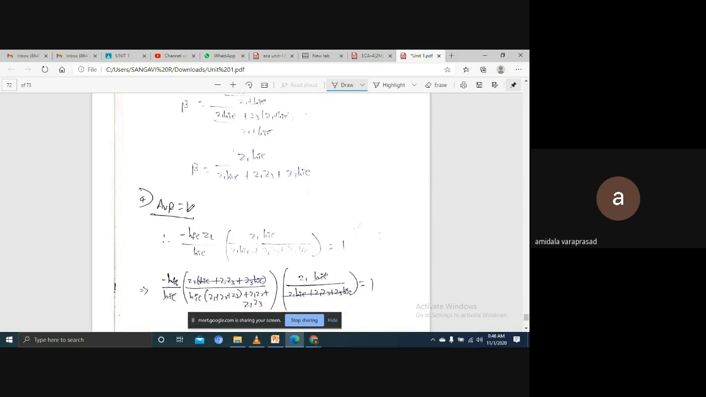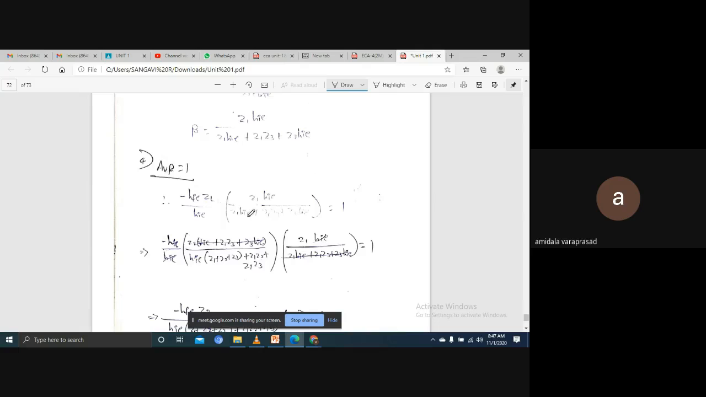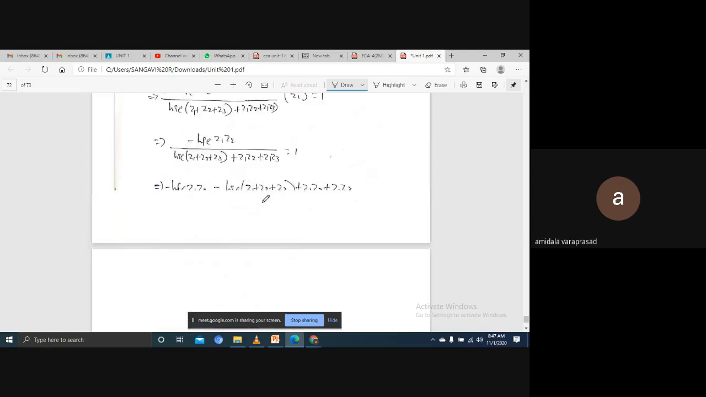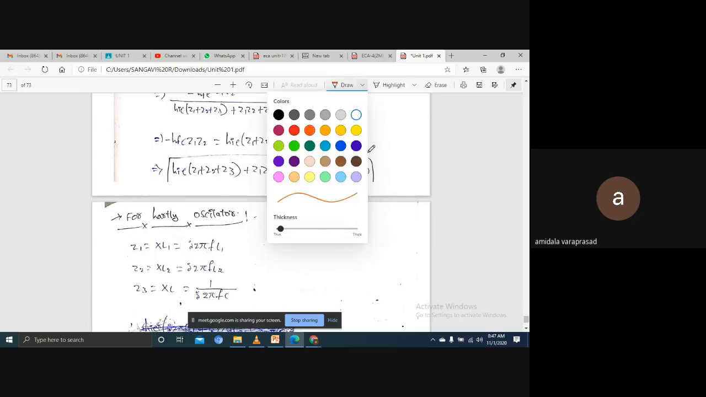AB into beta is equal to 1. AB is the open loop gain, which we already found, into beta. If you manipulate this, this is a generalized expression you have to remember. This is very, very important: HIE into Z1 plus Z2 plus Z3 plus Z1 Z2 plus Z1 Z3 plus HFE Z1 Z2. This is a generalized expression.